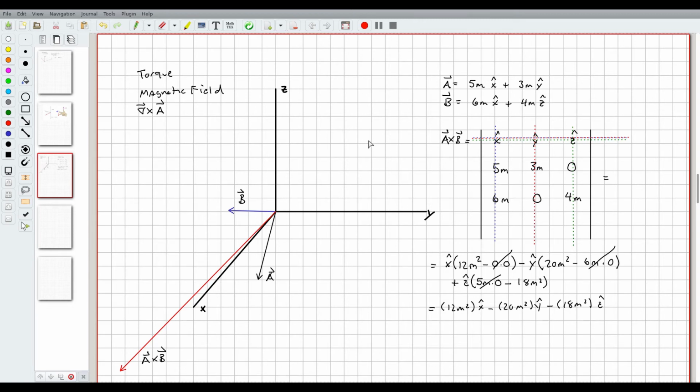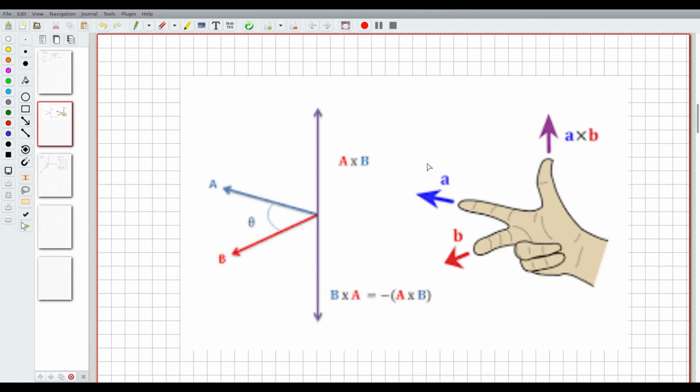Another method involves looking at the magnitude of the vectors that are involved and using something called the right-hand rule. This is the right-hand rule. If you know the direction that A points and the direction that B points, put your pointer finger in the direction of A and your middle finger in the direction of B, and your thumb will give you the direction of A cross B, as long as you stretch them out and make nice right angles to each other.